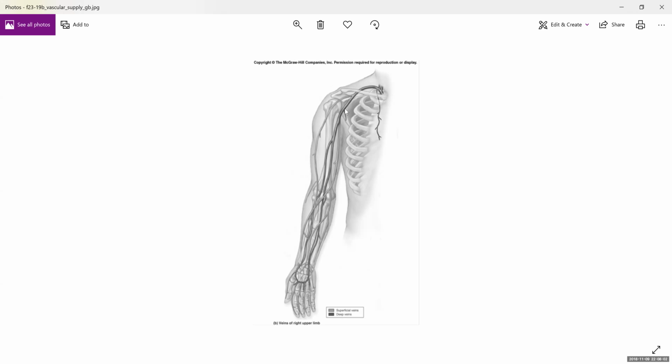Name this vein right here. Axillary vein. How about here as it passes under the clavicle? Subclavian vein. Very good. All right. Let's do the head now. Oh, maybe I will bring this up.